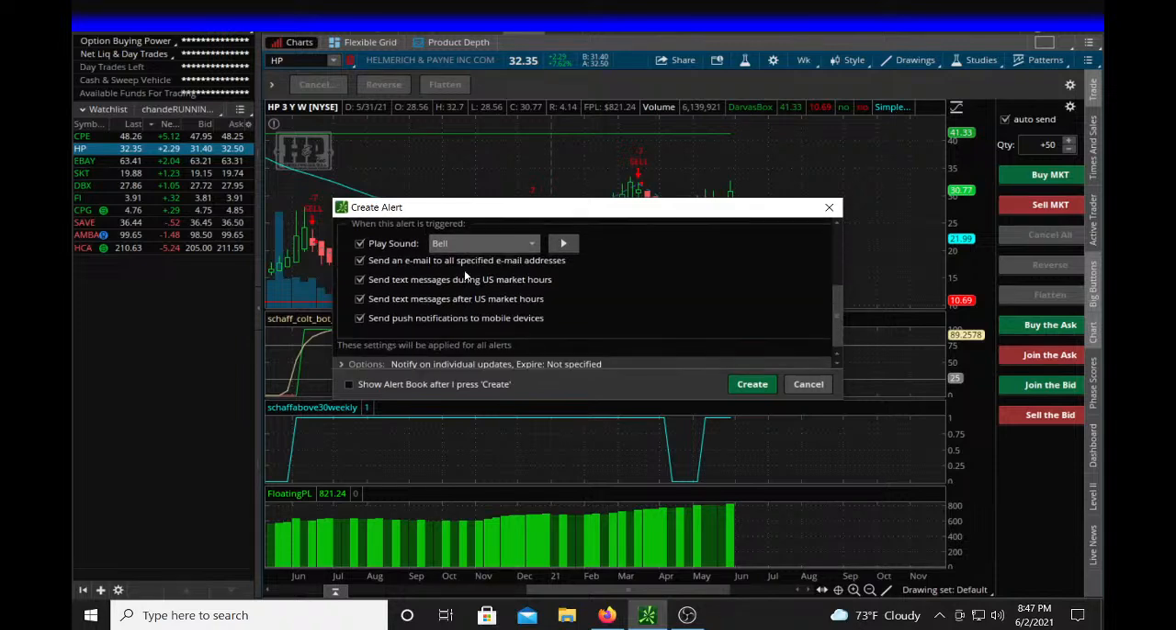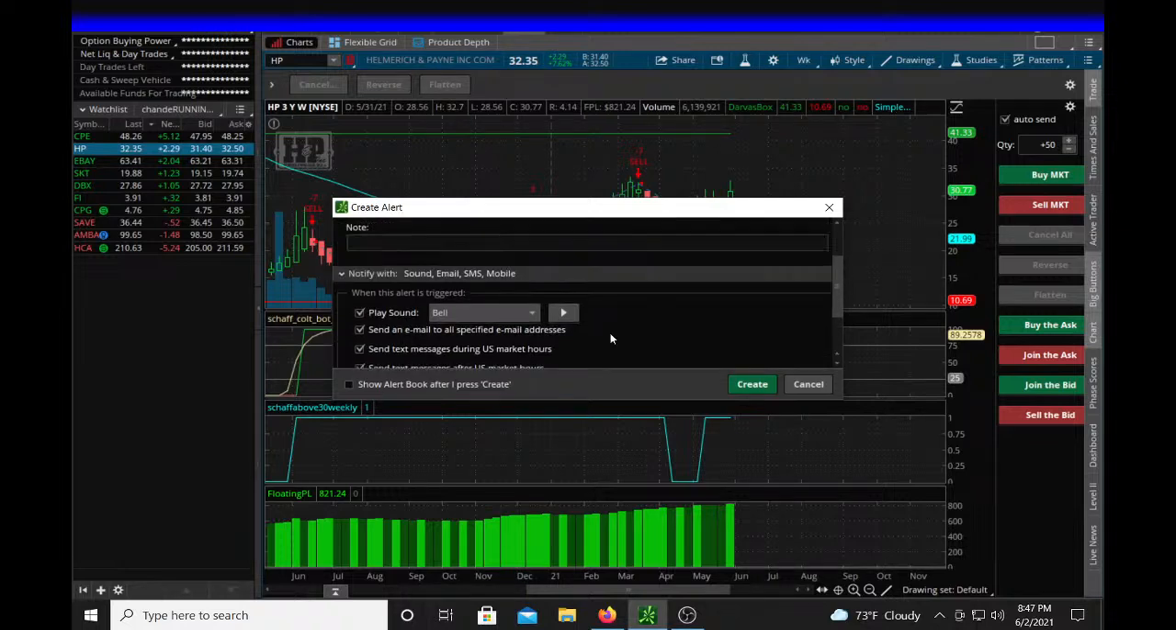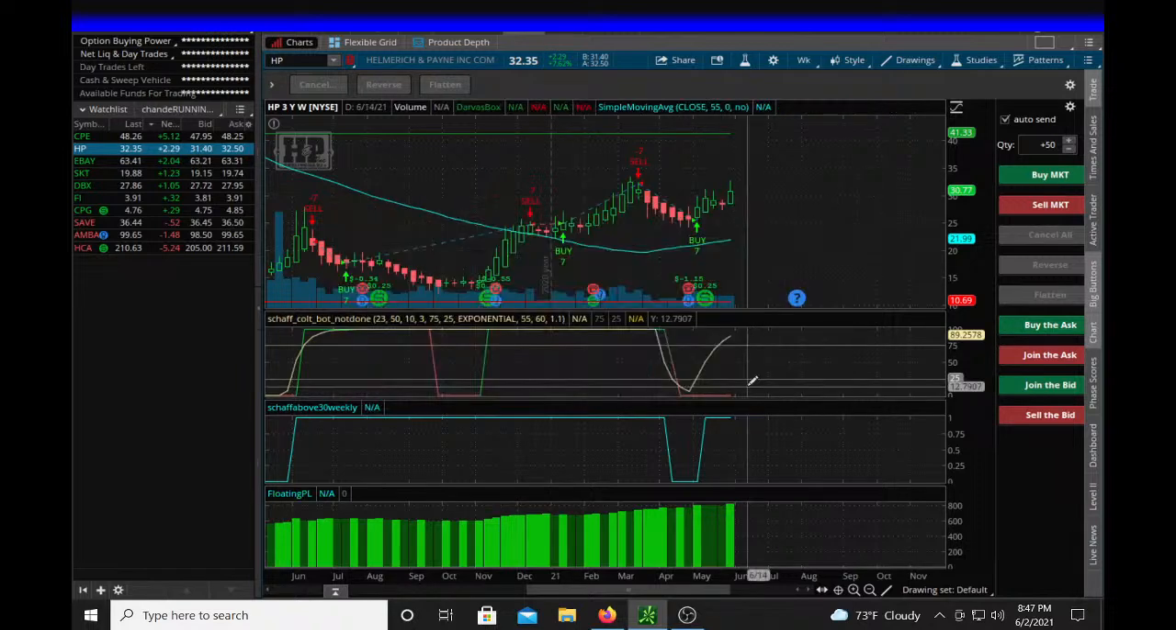All right. You can send push notifications to mobile devices and send text messages after U.S. market hours and during U.S. market hours. Okay. Now, once you have that filled out to your heart's content, okay, when this alert is triggered, it'll send an email and a text message. All right. Very good. So you hit create and send.